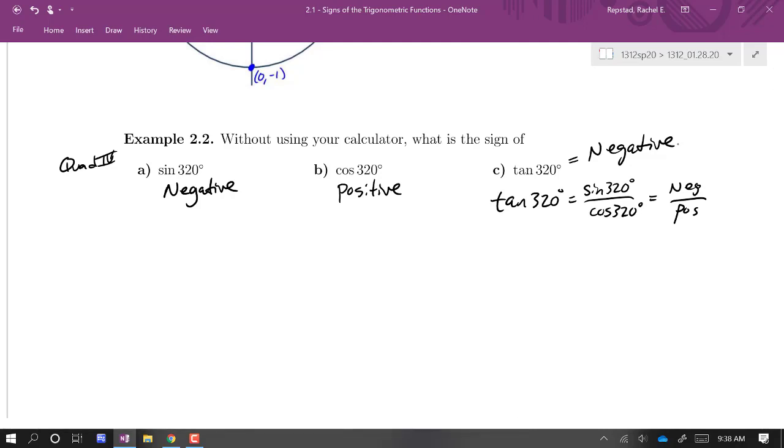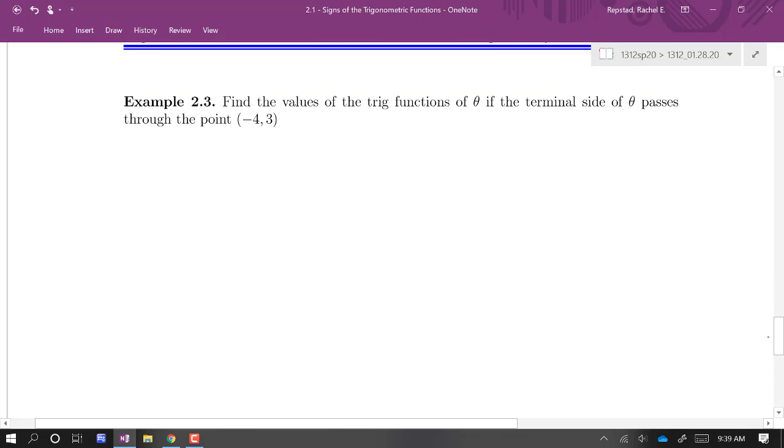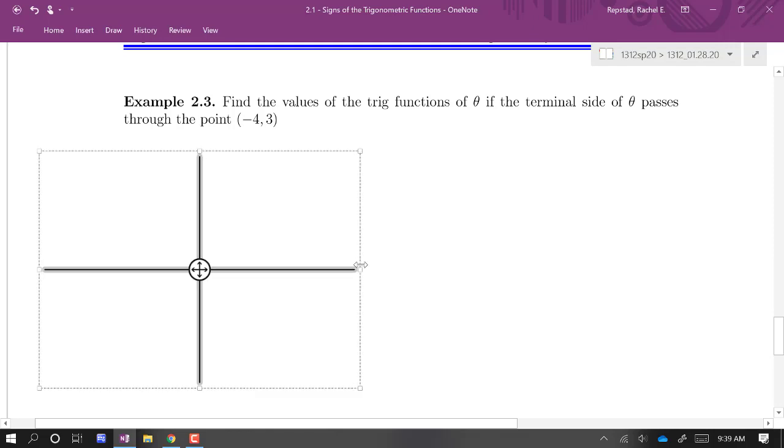So if we're confident that we can always tell whether or not a result should be positive or negative based on what quadrant the angle is in, we could still use our right triangle techniques to solve a lot of problems. In this example, it says find the values of the trig functions of theta if the terminal side of theta passes through the point negative 4, 3. We have done problems just like this, only they gave us a point in the first quadrant. So let's sketch this point out. Let's plot it in the plane, negative 4, 3.